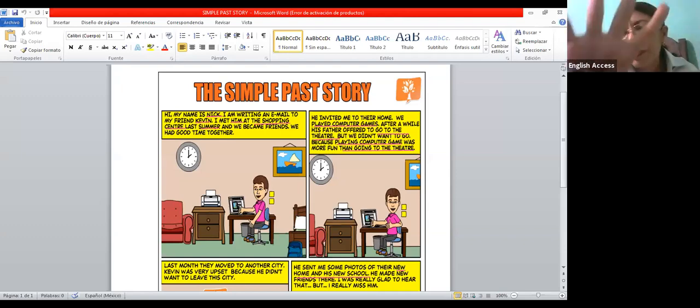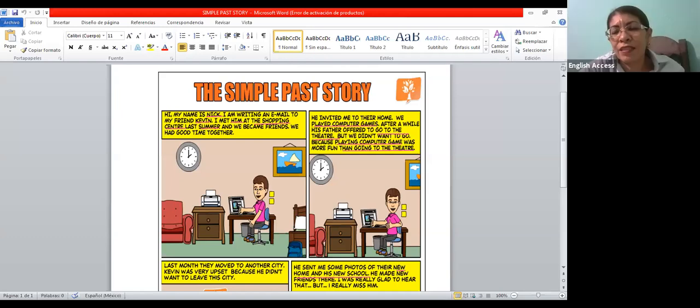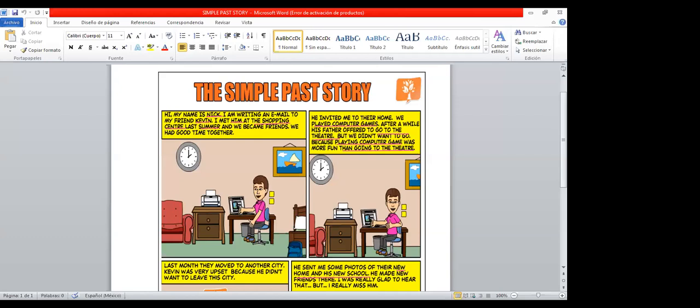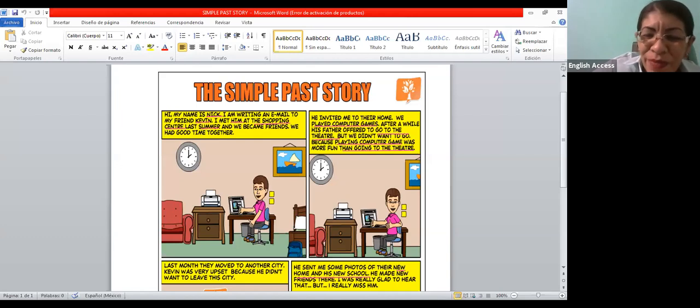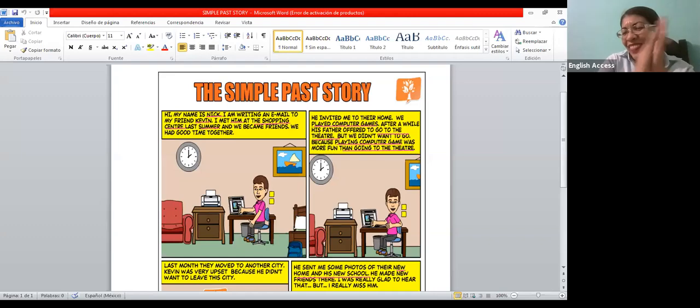So you can go to the fourth paragraph directly. He sent me some photos of the new work. He made new friends there. I was really glad to hear that, but I really miss him. Okay, excellent. Thank you, Damaris. You're really good. I don't know why sometimes you don't want to speak. You're kind of shy. I don't know why.